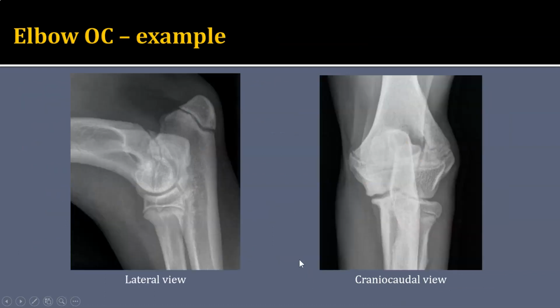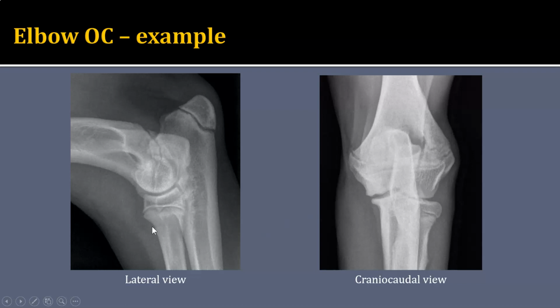This is a different patient that I did provide you the lateral view as well as the craniocaudal view, but remember that our osteochondrosis findings in the elbow are going to be identified on the craniocaudal view. So on this patient, there's a small articular defect here. Again, notice pretty subtle. So unfortunately, some of these lesions are really small, but can actually cause pretty significant clinical lameness. So a very small articular defect in that articular surface of the medial aspect of the humeral condyle with associated subchondral sclerosis.